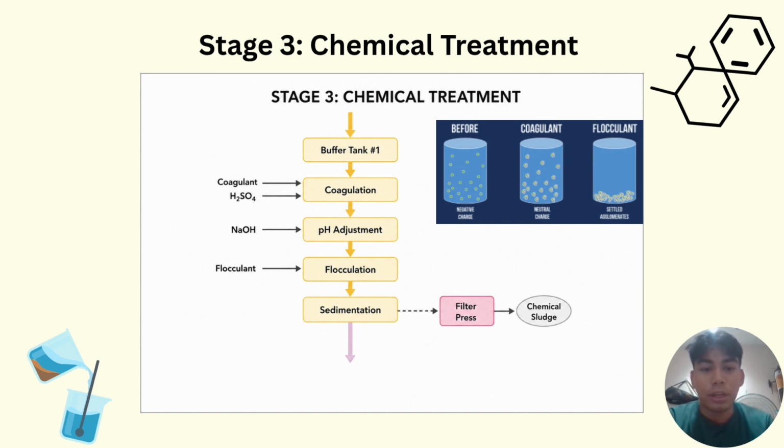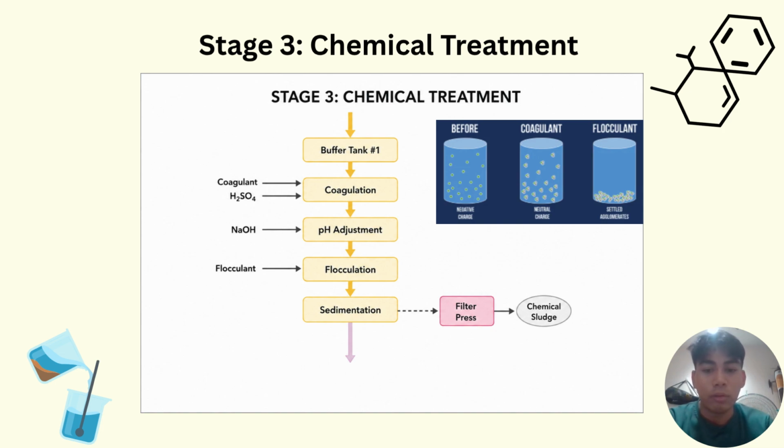Next, after exiting the buffer tank, it will go into a coagulation tank, where the coagulant used is H2SO4 or sulfuric acid. Basically, coagulation is just the formation of flocks from waste particles clumping together. Now it will go to the pH adjustment, where they use sodium hydroxide or NaOH to neutralize the acidity from the H2SO4 from the coagulation tank.